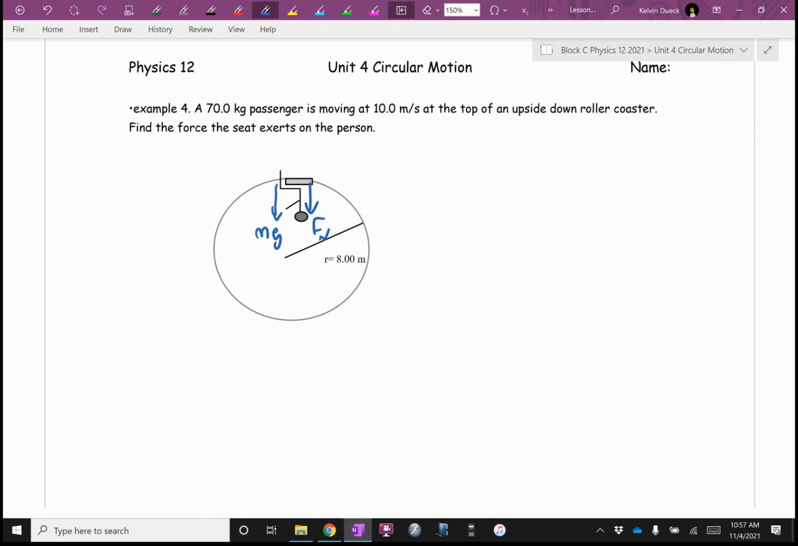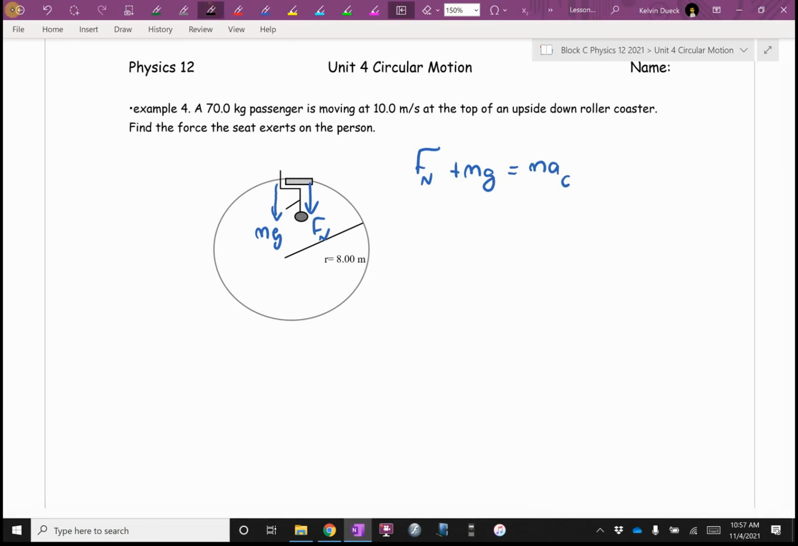What path are we tracing out? A circle. What direction is it accelerating toward? Both of them toward the center. It's going to be Fn plus mg equals m a c.